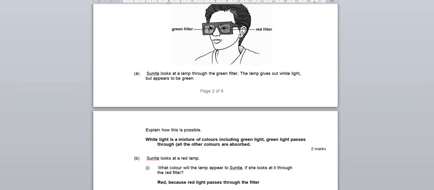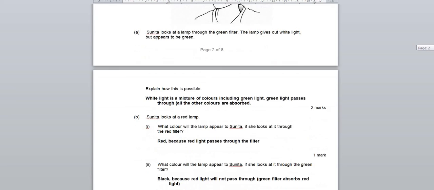So if she's looking at it through a green filter, the lamp gives out white light. Well, white light contains all of the colours, but then all of the colours would be absorbed by the green filter except green, which is allowed to pass through. So the answer is white light is a mixture of colours, including green light, and green light passes through and all other colours are absorbed.